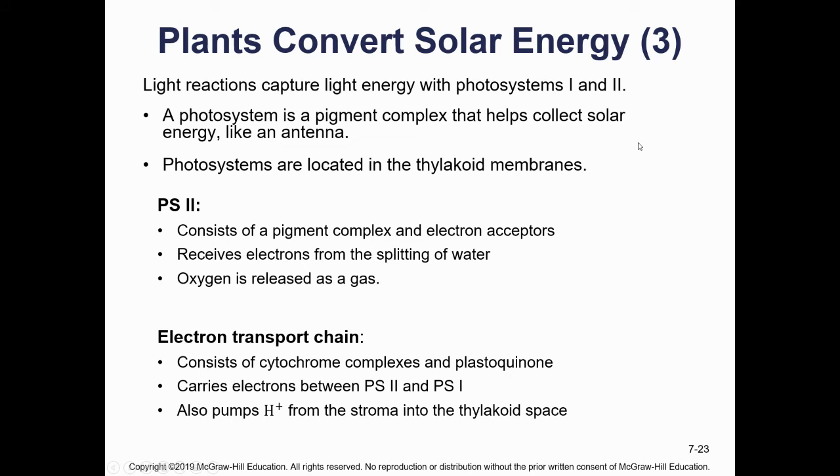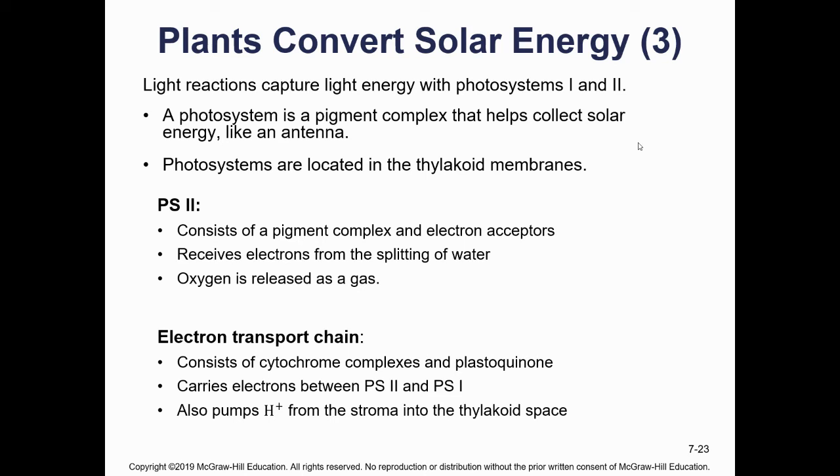So plants are converting solar energy. The light reactions capture that energy in the photosystems. The photosystem's a pigment complex, kind of works like an antenna, only it's collecting solar energy instead of radio or other kinds of waves. They're located on the membrane. Photosystem 2 starts it, even though it's named 2 because it was discovered first.